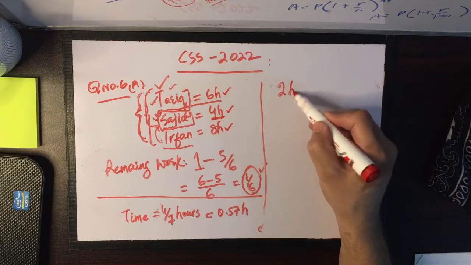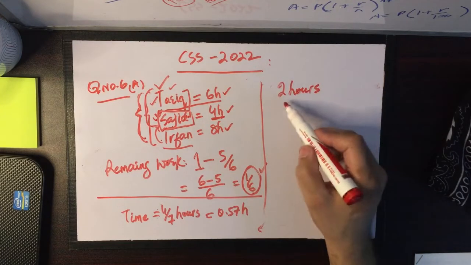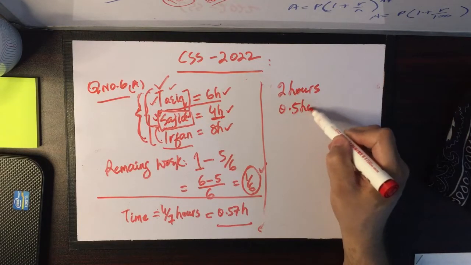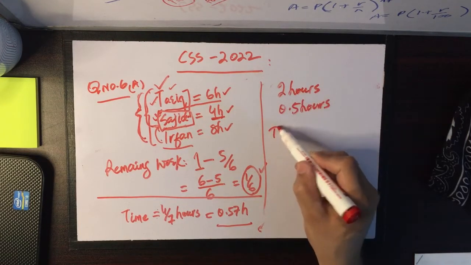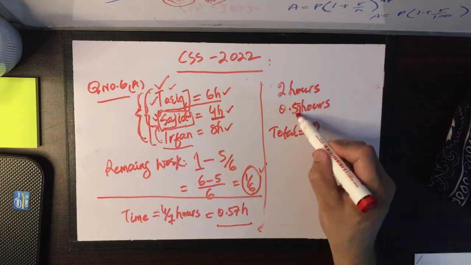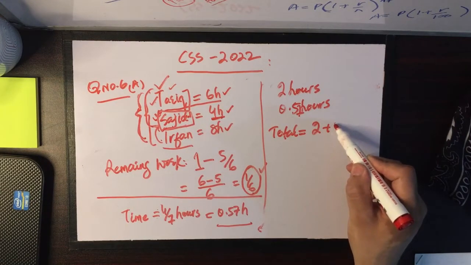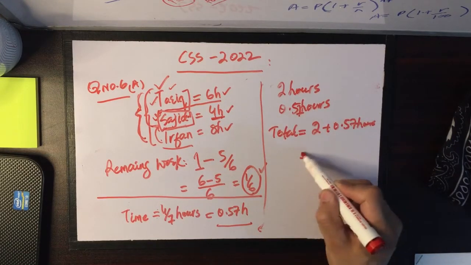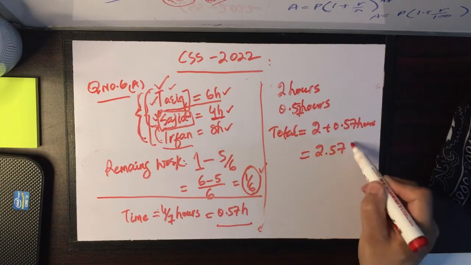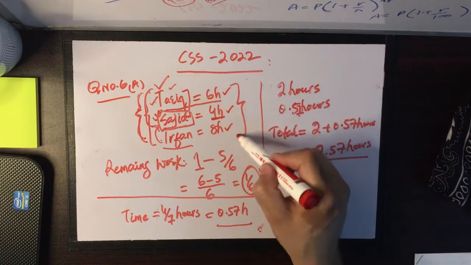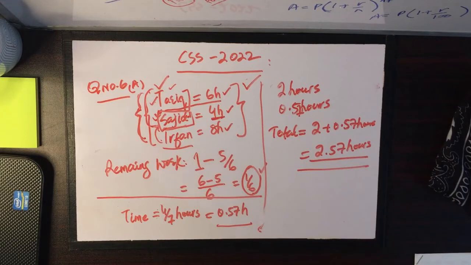First they worked for 2 hours. After that they worked for 0.57 hours. So total time is going to be 2 hours plus 0.57 hours. It's going to be 2.57 hours. The total time that these tailors took to finish the job. This is going to be your answer.